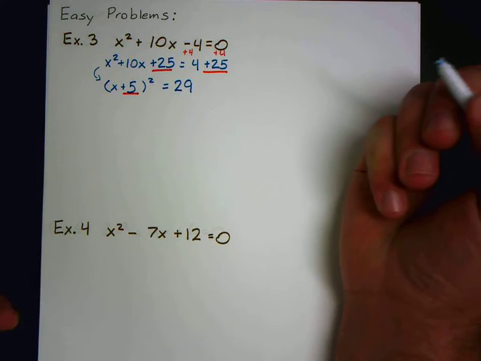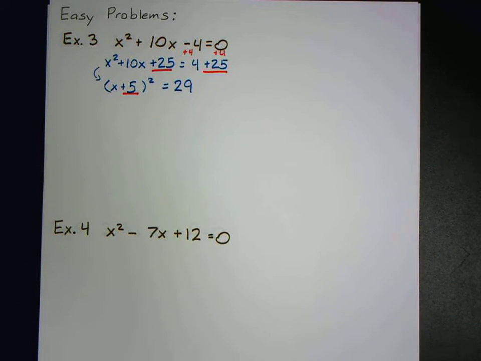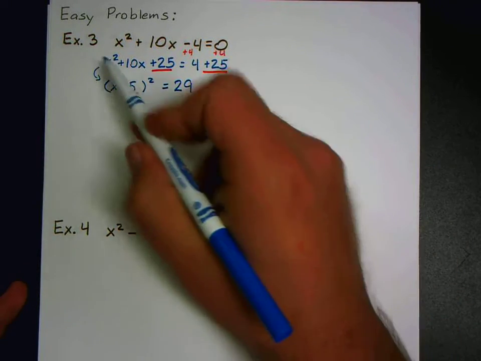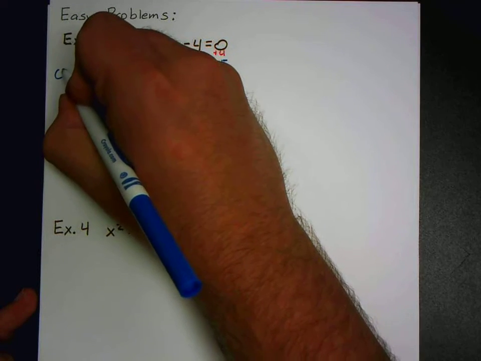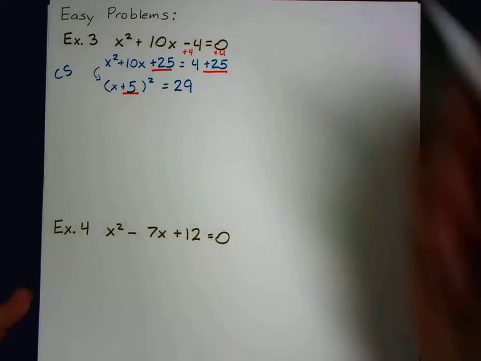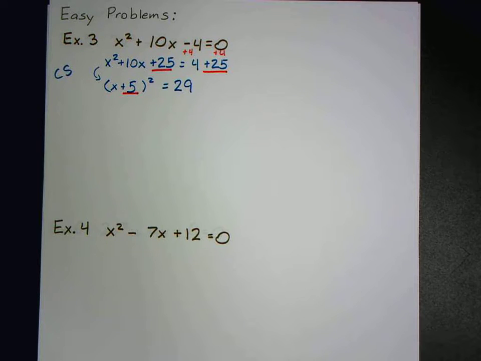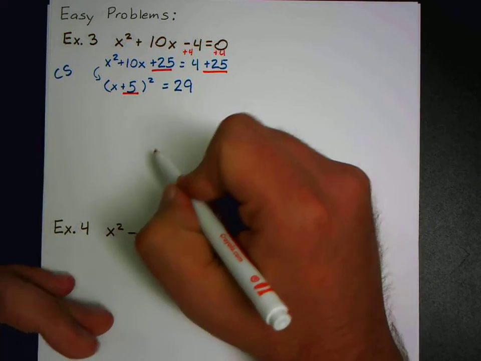So now I have this. Okay, I'm done completing the square. I completed the square right here. That was completing the square. Rest of it is just solving. Okay, now I have something with a square. How do I solve something with a square?